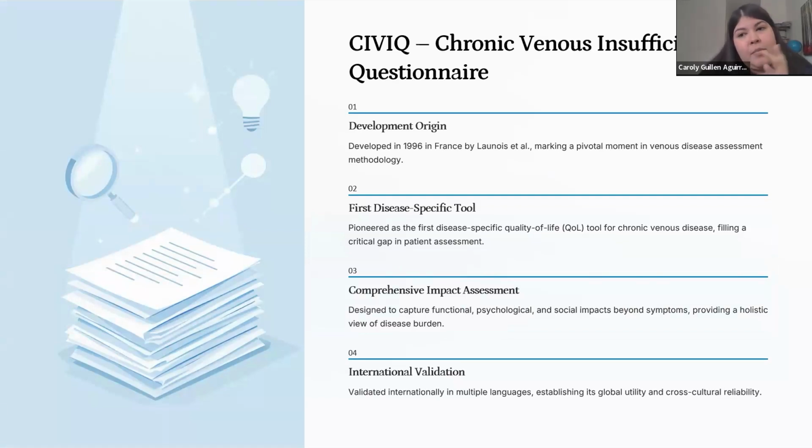It was the first disease-specific tool because we already had health-related questionnaires, but we didn't have a venous insufficiency quality of life tool. It was pioneered as the first disease-specific quality of life tool for chronic venous disease, filling a critical gap in patient assessment. It is a comprehensive assessment, designed to capture functional, psychological, and social impacts beyond symptoms, providing a holistic view of disease burden, and it has international validation.